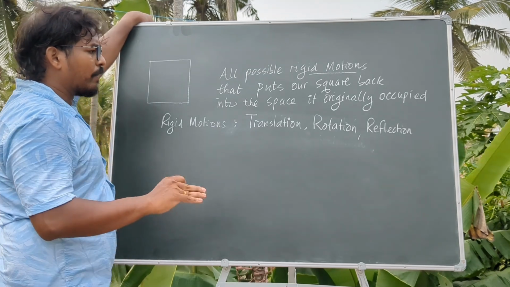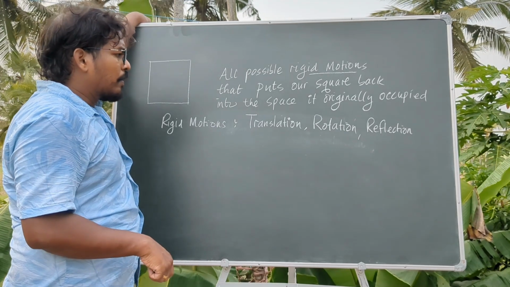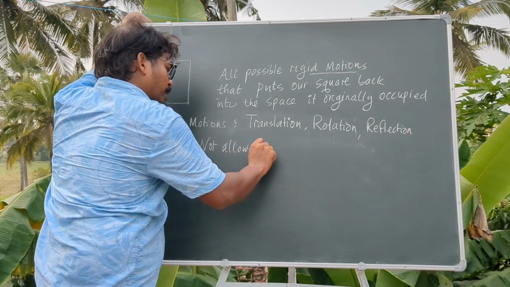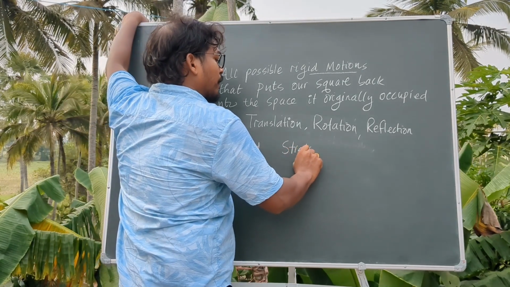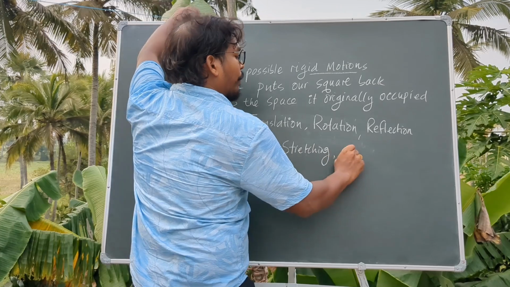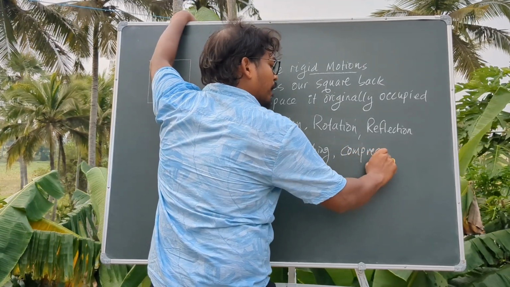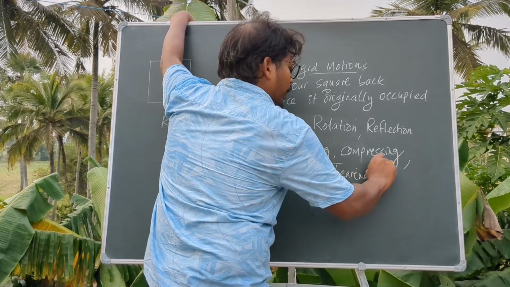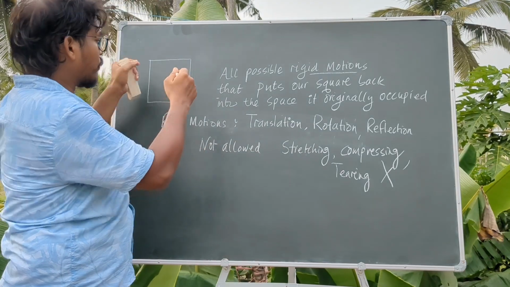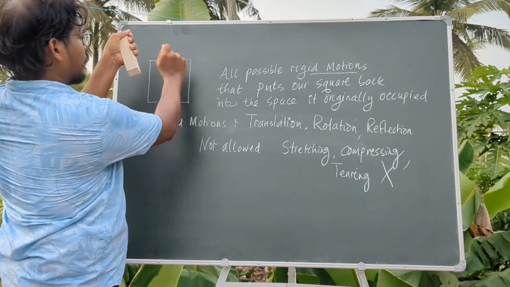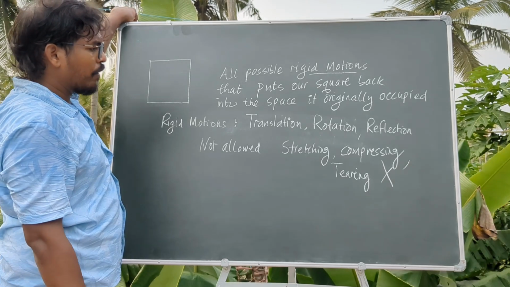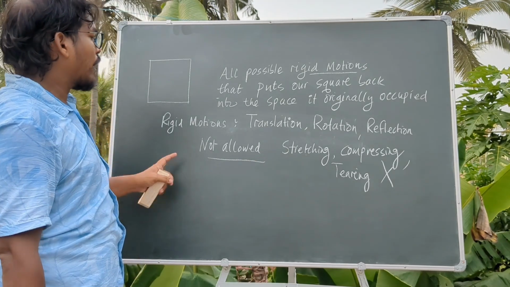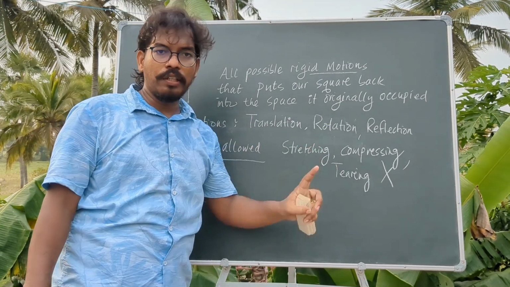And what are not allowed things are stretching, compressing or tearing. These are not allowed. We are not allowed to do all these things. We are not going to tear the square and change the square back. Stretching, compressing, these are not allowed. And what are allowed rigid motions are translation, rotation or reflection.